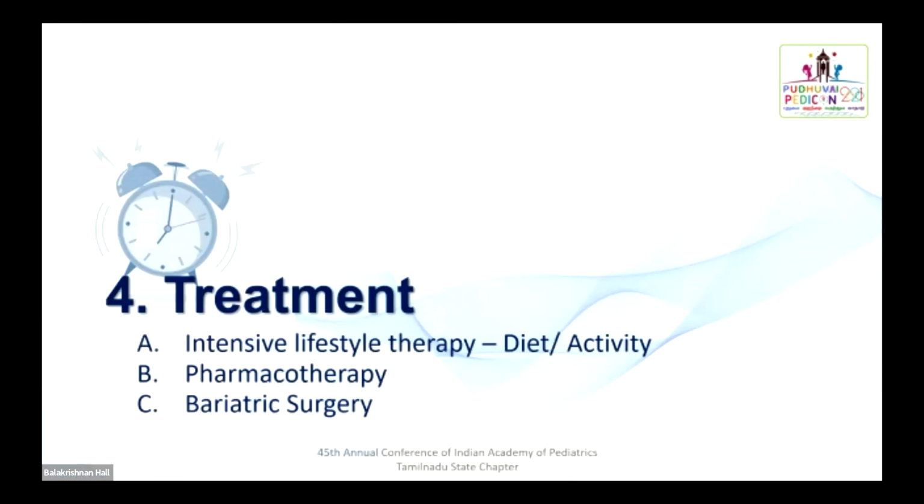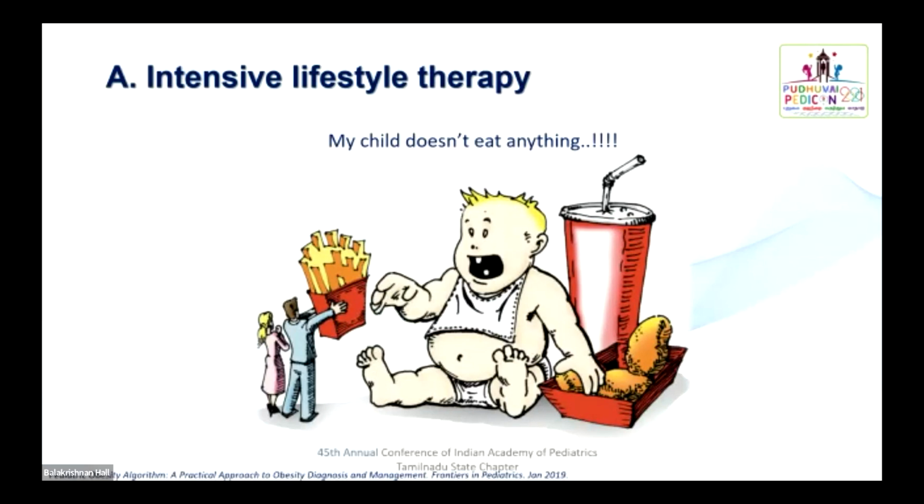Now let's start with the treatment. Treatment has 3 parts: intensive lifestyle therapy, pharmacotherapy, and bariatric surgery. So when I talk of intensive lifestyle therapy, many times when I start talking about the diet, the first thing the parent tells me is my child doesn't eat anything. See, basically, our children have a lot of access to and a supply of calorie-rich, ultra-processed, carbonated, caffeinated, and highly calorie-dense junk food, which is going to give excess of calories to them.